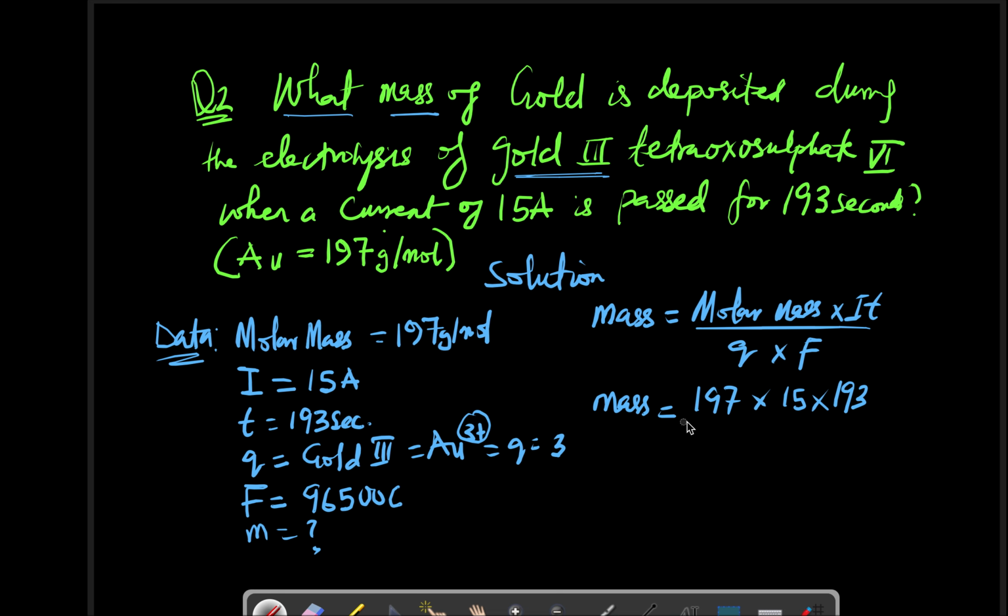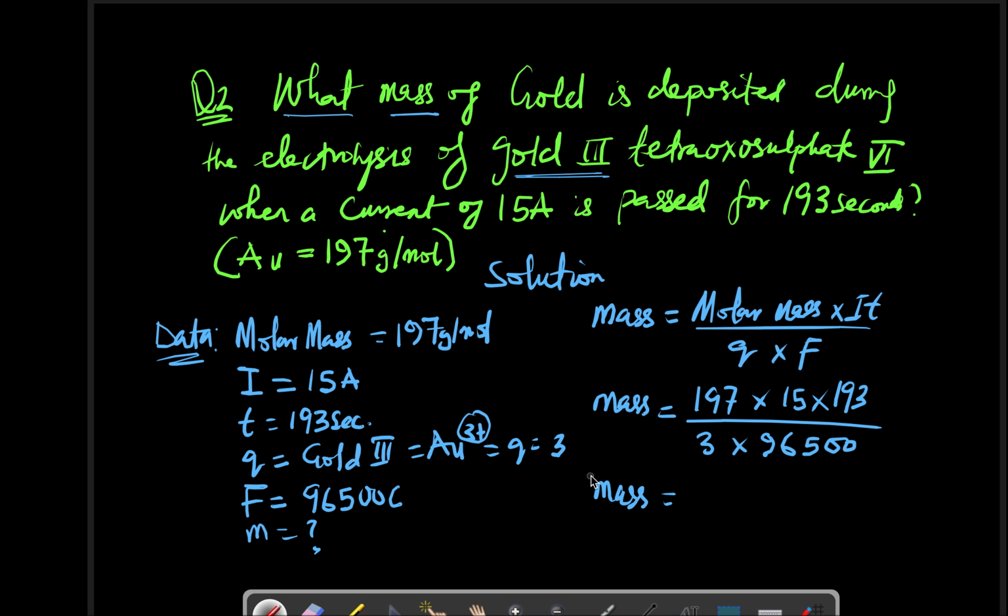I hope you're finding this helpful. Divide that by Q, which we've gotten to be 3, times F, which is 96500. Imagine I didn't fetch out this parameter, I would be confused. I wouldn't even know the particular formula to use. So how do I get my final mass? I multiply everything I have on the numerator and then divide that by the one I have on the denominator. Please try and do that real quick.